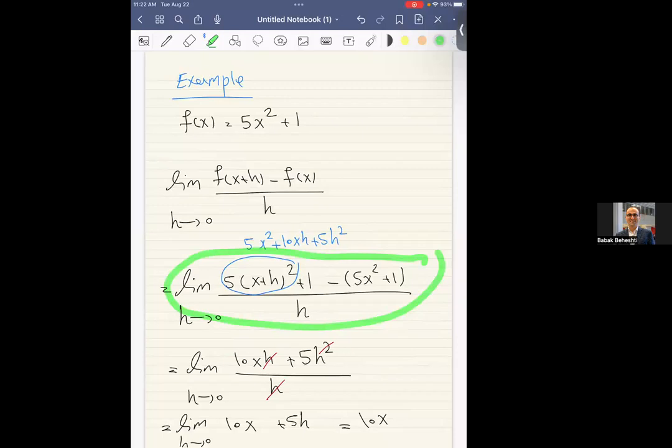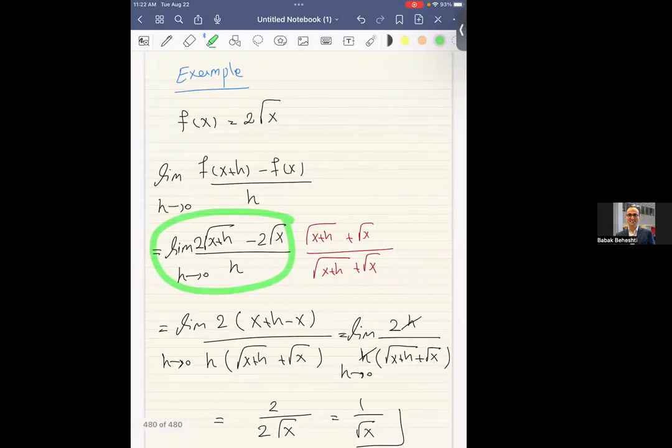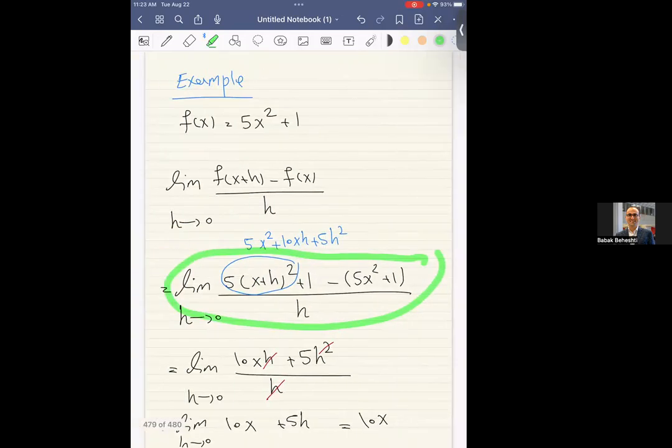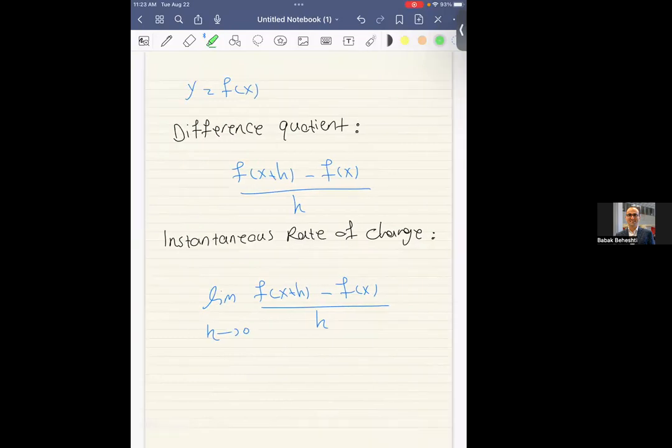But 0 over 0 is not always equal to 0, or it can be a number, like here you have 10x, or the other one you have 1 over square root x. Because we basically simplify and determine the limit. Okay, so these are just two examples of instantaneous rate of change. Again, the instantaneous rate of change is just the difference quotient when h goes to 0.